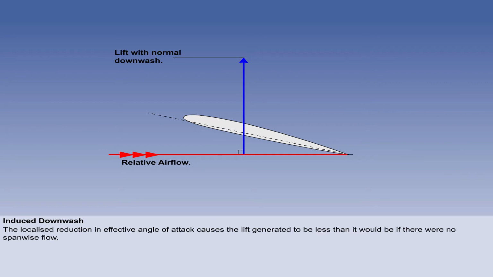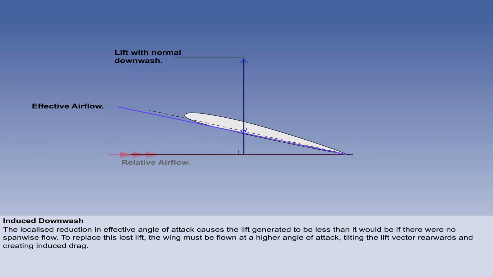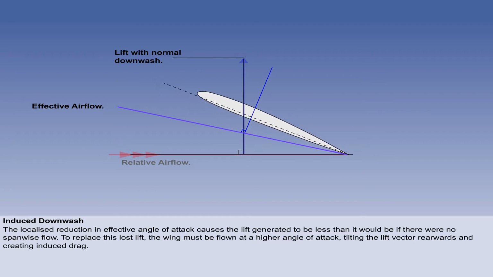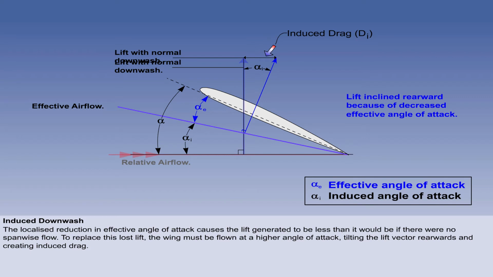Because of the localized reduction in effective angle of attack, the overall lift generated by a wing is actually less than it would be if there were no spanwise pressure differential. And paradoxically, it is the production of the lift itself that reduces the magnitude of the lift being produced. To replace the lift lost by the increased upwash and downwash, the wing must be flown at a higher angle of attack than would otherwise be necessary. The rearward tilt of the lift vector caused by this extra angle is induced drag.